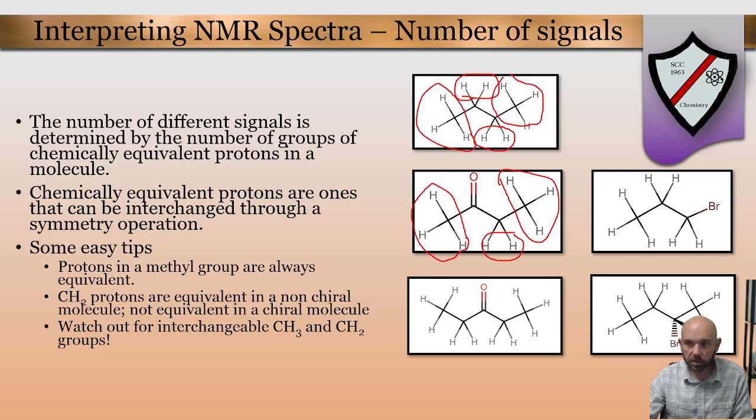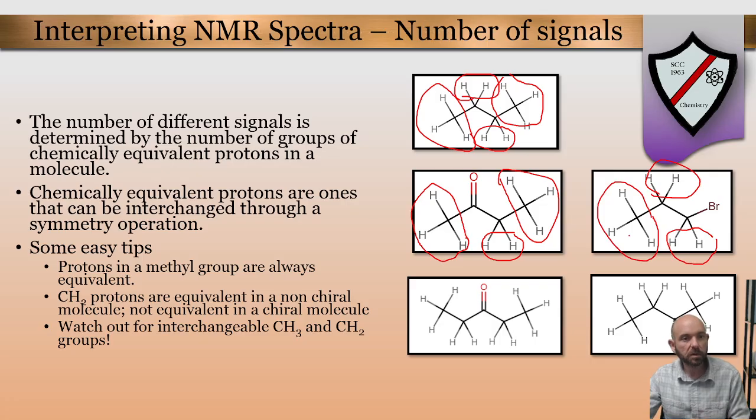On the next molecule, these 2 protons are chemically equivalent. These 2 protons are chemically equivalent, and these 3 hydrogens are chemically equivalent. So there would be 3 signals in the spectra of that molecule.